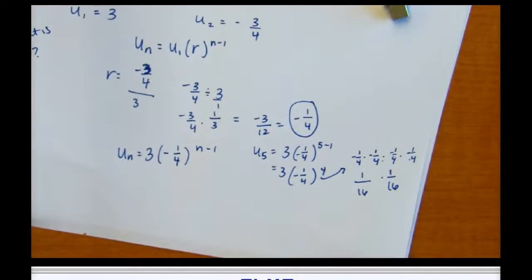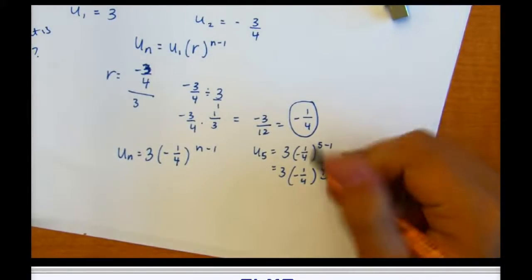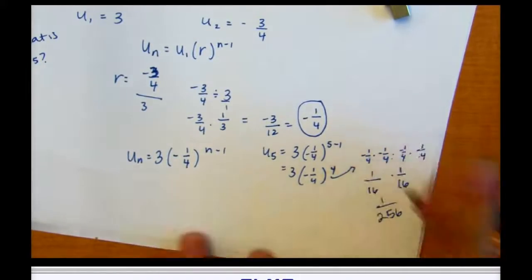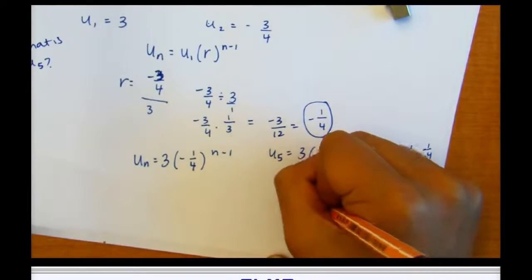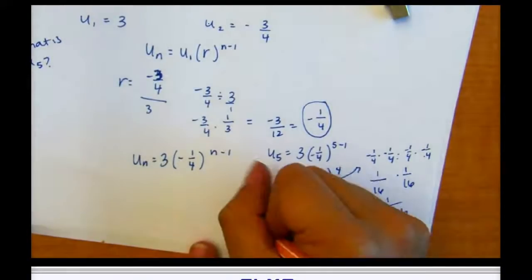Take a minute to yourself. You can use a calculator, 16 times 16, or you can work it off to the side. My u sub 5, or negative 1/4 to the 4th, is going to be 1 over 256. So this is 3 times 1 over 256. Again, I'm just multiplying fractions. When I simplify, u sub 5 will equal what?